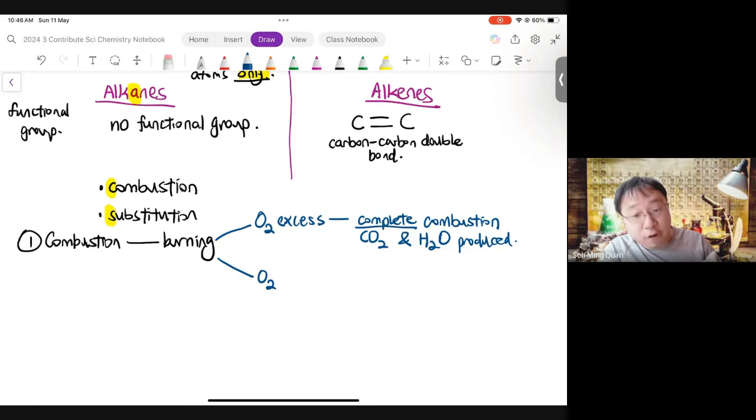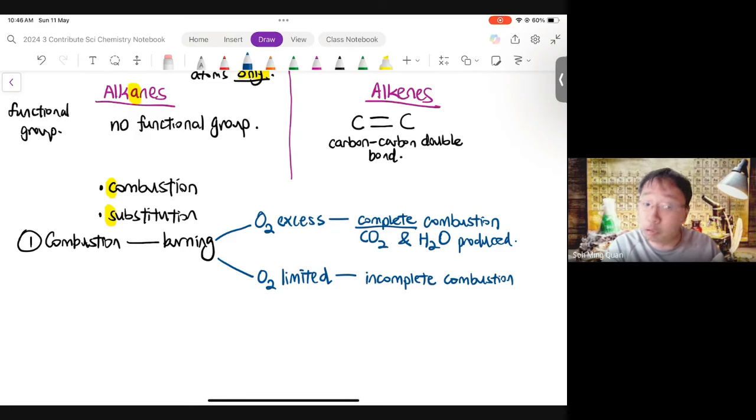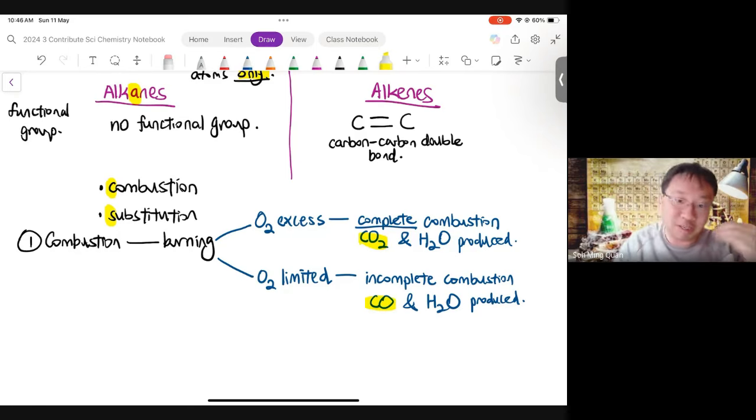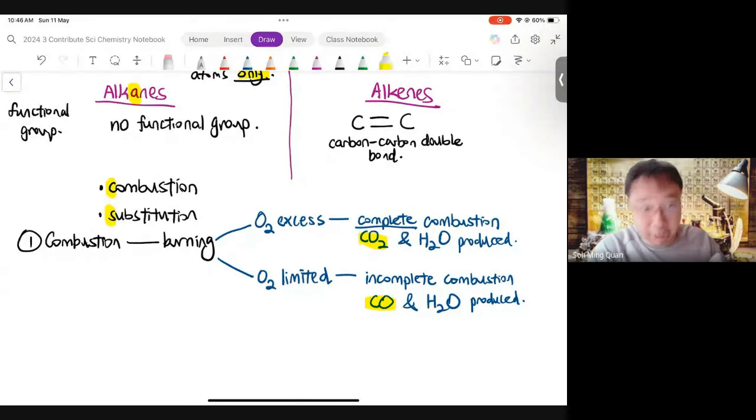On the other hand, if oxygen was a limited supply, that means you are burning the alkane in a limited supply of air. That is incomplete combustion. In incomplete combustion, you do not produce CO2 because CO2 requires a lot more oxygen to produce. You instead produce CO, so carbon monoxide with just one oxygen, and water. So water is still produced. So the only difference really is whether you get CO2 or CO as the product of combustion. And that all depends on how much oxygen you supplied to the alkane.